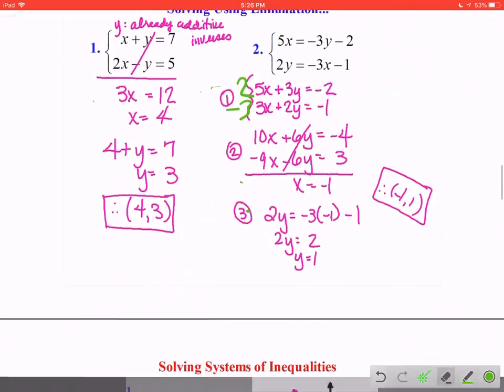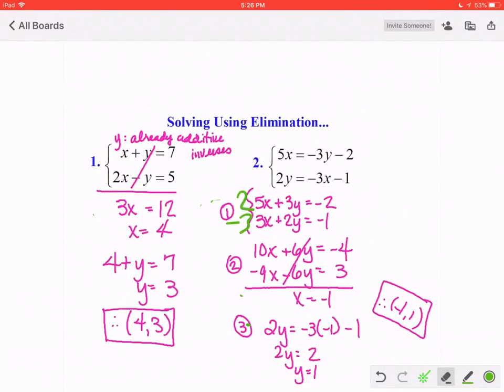So it's not too bad, right? System of equations, but you've already done this in Algebra 1. So hopefully this is a nice quick review, and see ya in the next one.